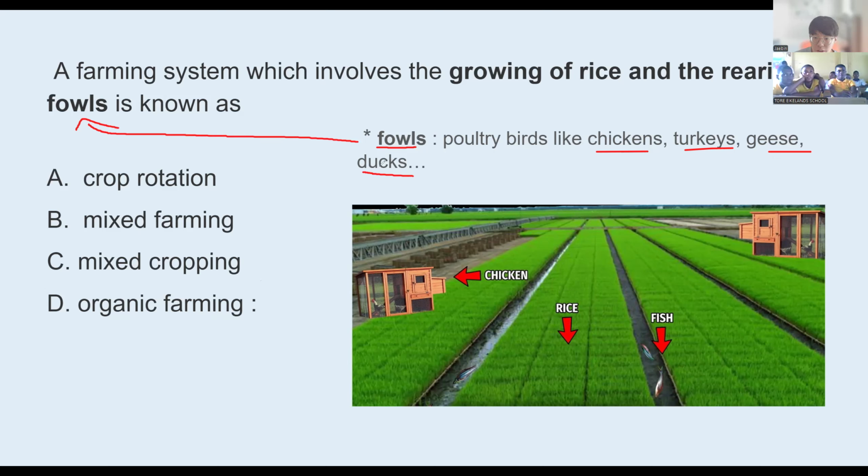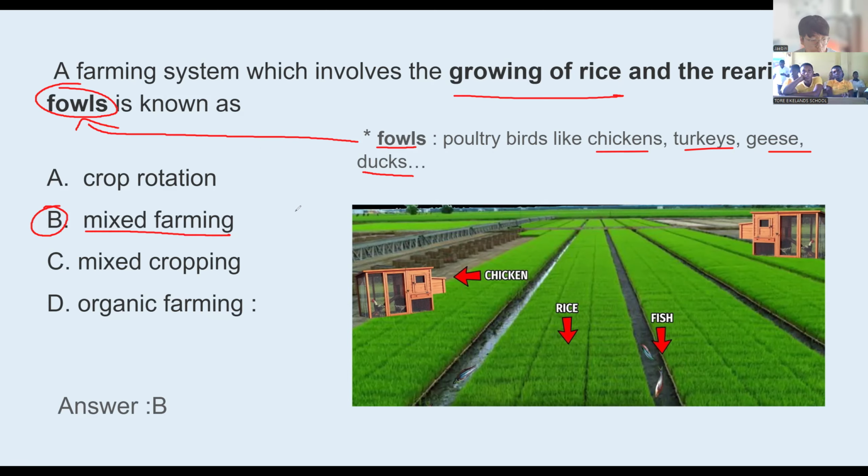So, what farming method grows animals and crops at the same time? Mixed farming, right? The answer is B. Great job. Because we're growing rice and the rearing of fowls, the fowls are like chickens, turkeys, geese. Since we're raising both crops and animals, it's called mixed farming. Let's move on.